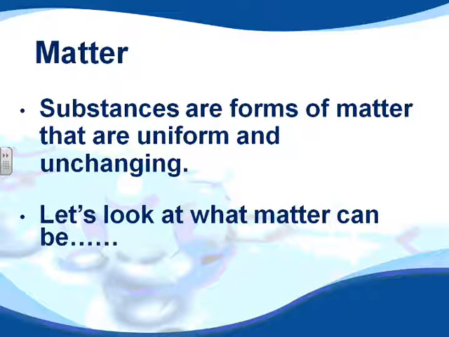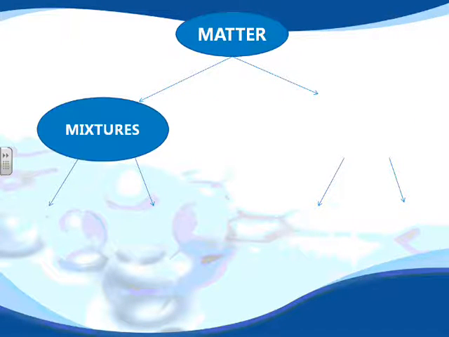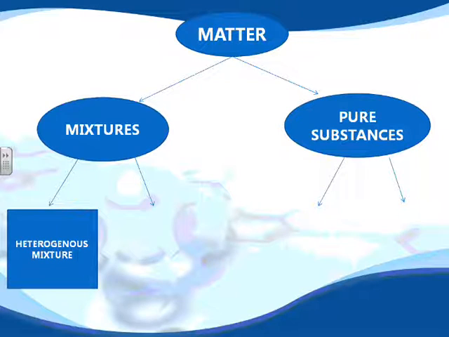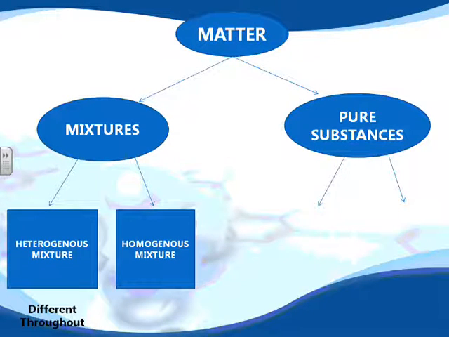Okay, so let's look at how matter can be divided, because matter is divided into two major groups. The first group are mixtures. The second group matter is divided into are pure substances. Now, we have two types of mixtures. One is heterogeneous, which means the substance is different throughout. You can see the different parts. The other type of mixture is homogeneous mixture. This means it's the same throughout.